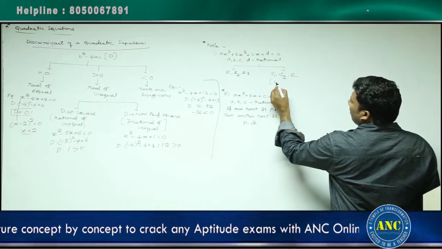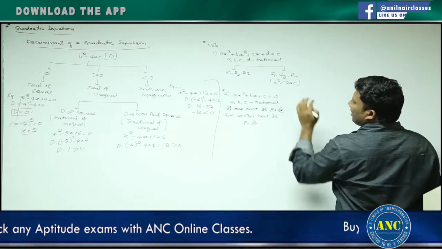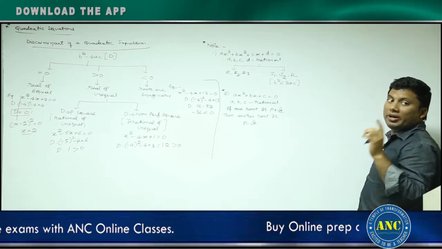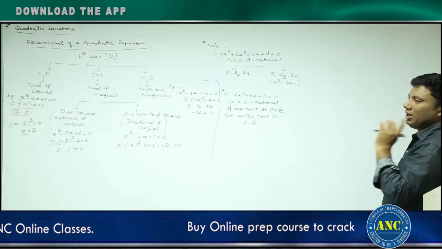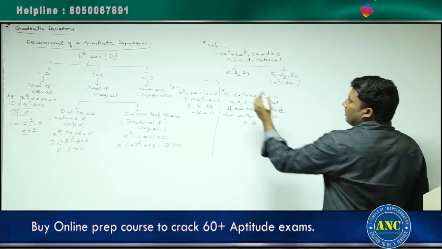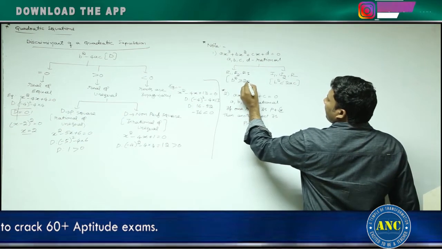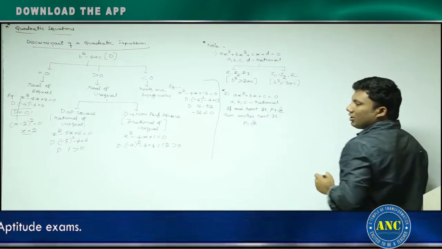Very, very important point. B square less than 2AC is the condition for the roots to be imaginary in a cubic equation. I will also discuss this proof as the class proceeds. B square greater than or equivalent to 2AC is the condition for the roots to be real.